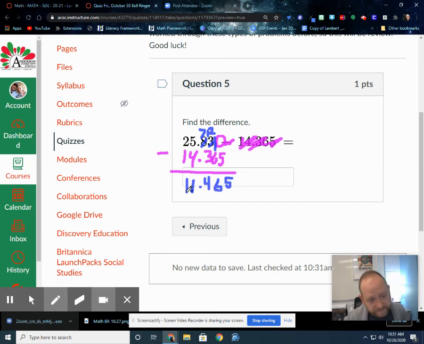So if we look at this, 11 plus 14 would give us 25. So the decimal seems like it is probably in the right place. We know this would be a reasonable answer that is accurate for us today.